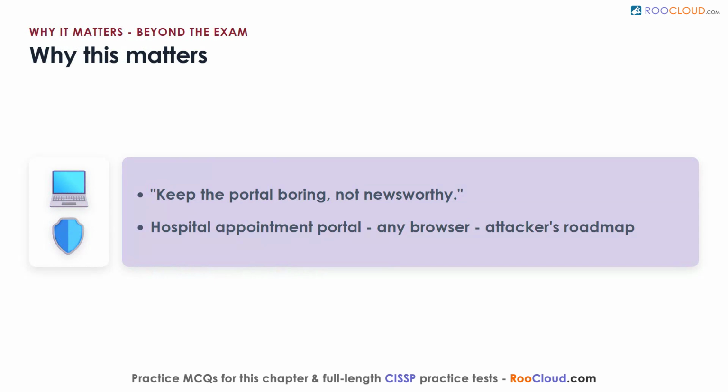Why does this matter beyond the exam? Because the difference between a minor glitch and a full breach often comes down to these unglamorous choices. Imagine a hospital's appointment portal that a patient can reach from any browser. If it trusts whatever text arrives or spills its database layout in an error page, an attacker gets a roadmap. Getting input handling, failure behavior, and phase discipline right is what keeps that portal boring instead of newsworthy.